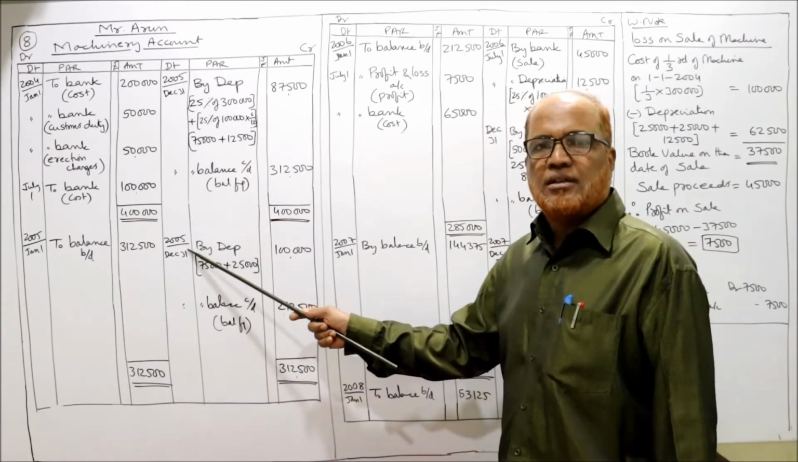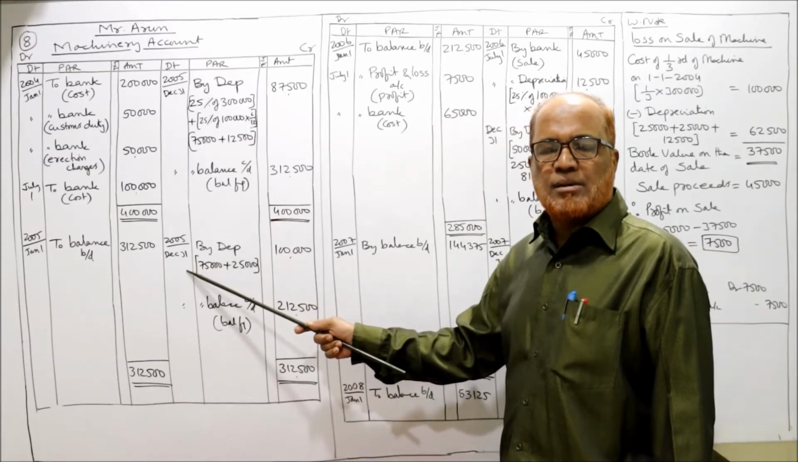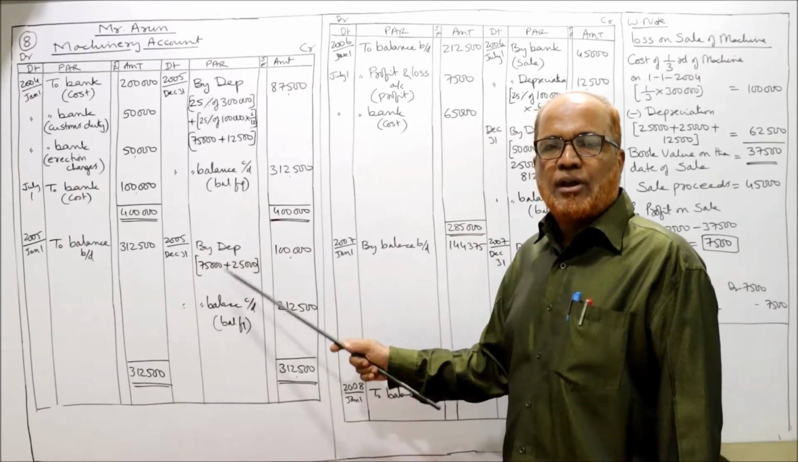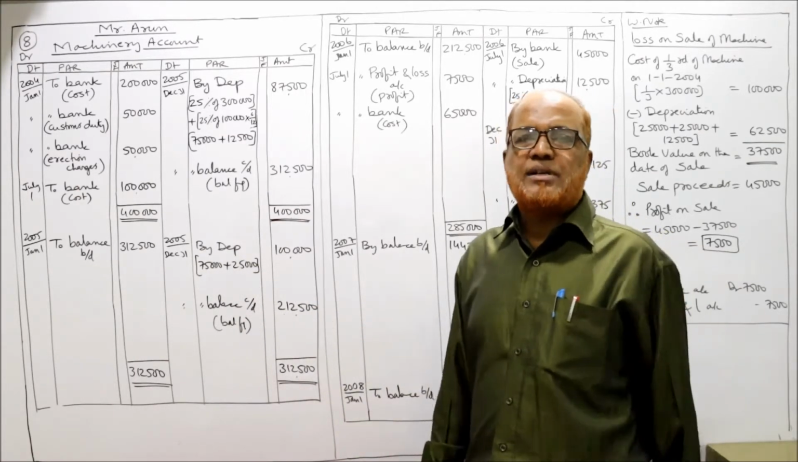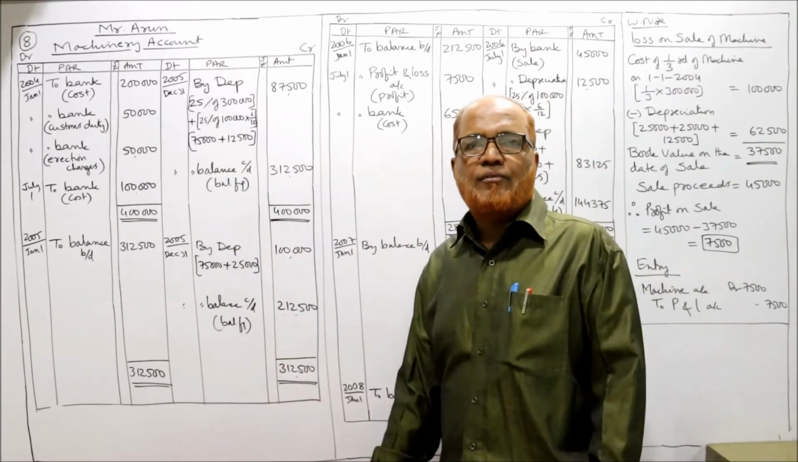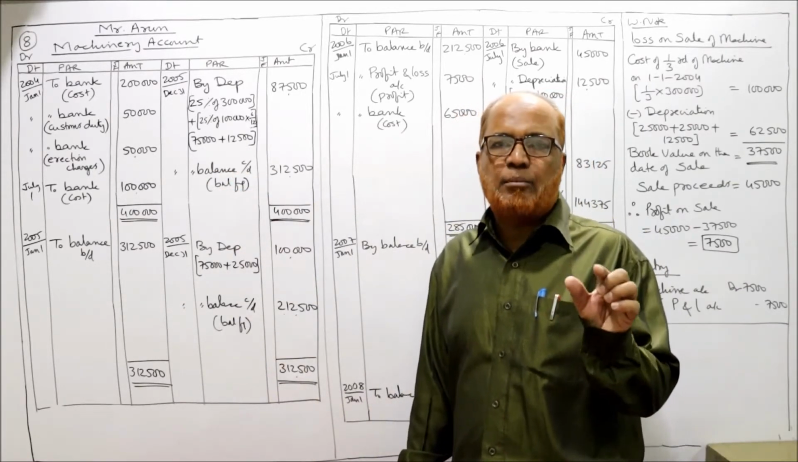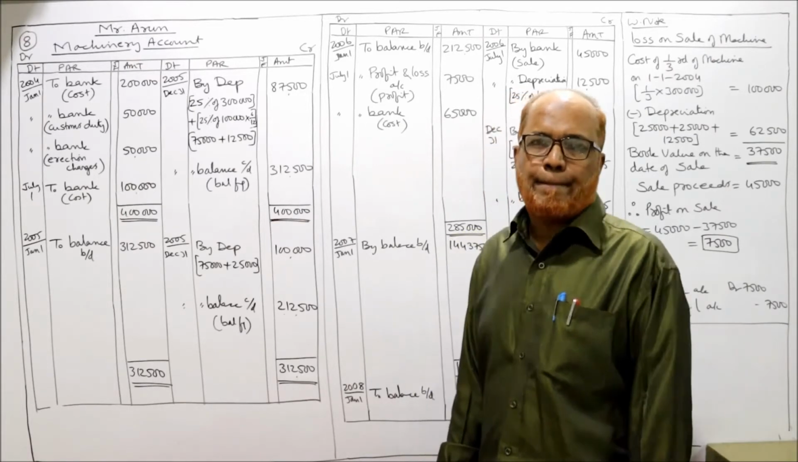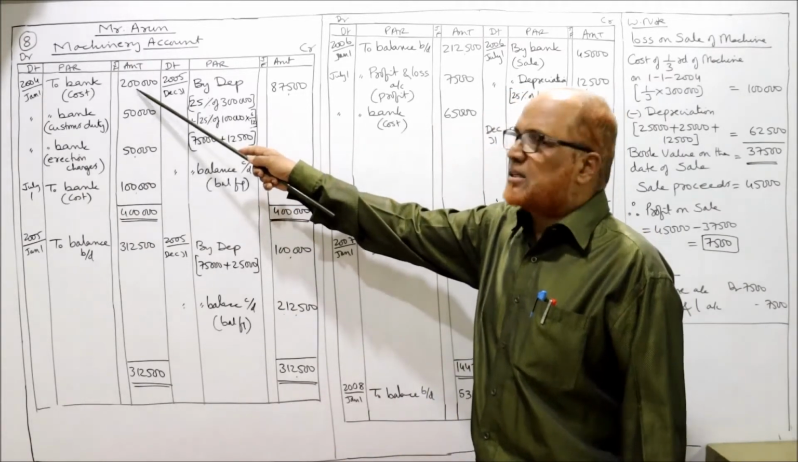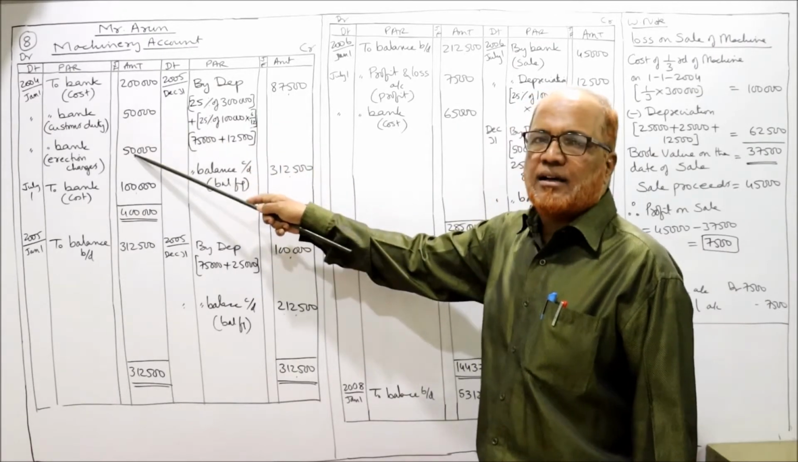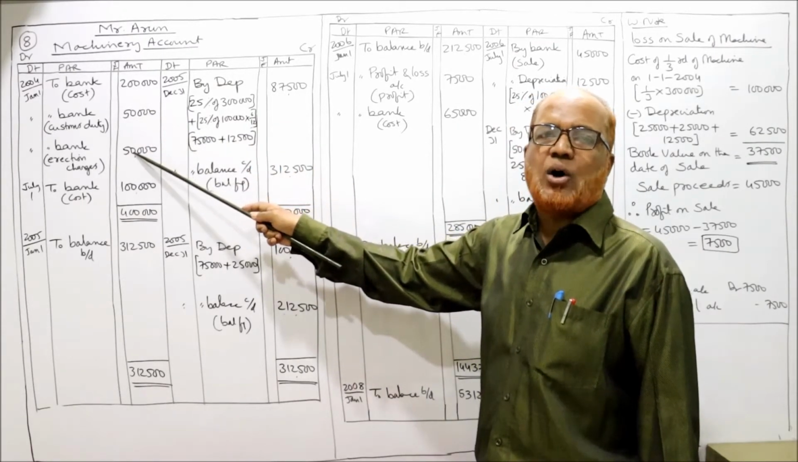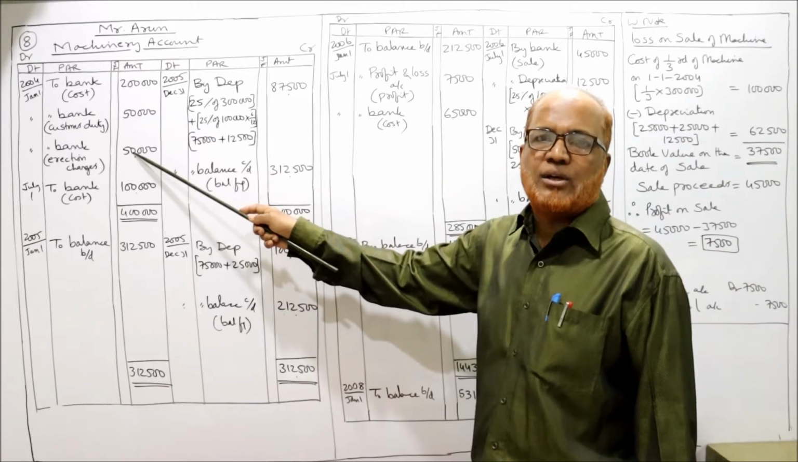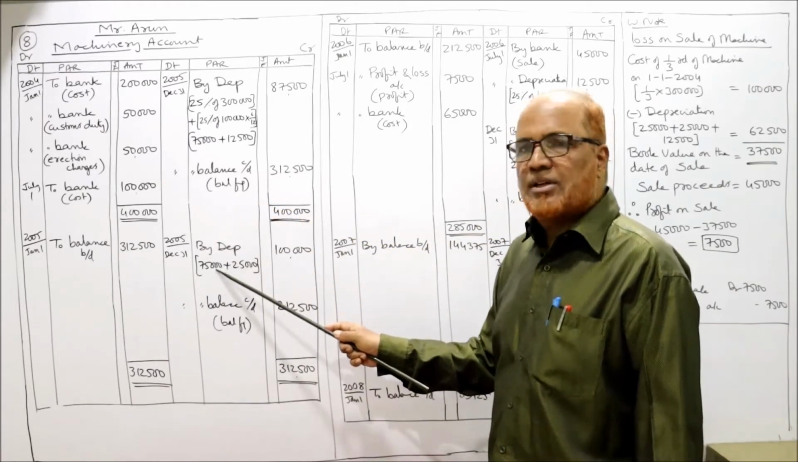Credit side 2005 December 31st by depreciation. Now we have to provide full year depreciation on both the machines. We are following straight line method. In this case, the depreciation will remain same. First asset 2 lakh plus 1 lakh, 3 lakh. 25% of 3 lakh, 75,000. So 75,000 will remain same.